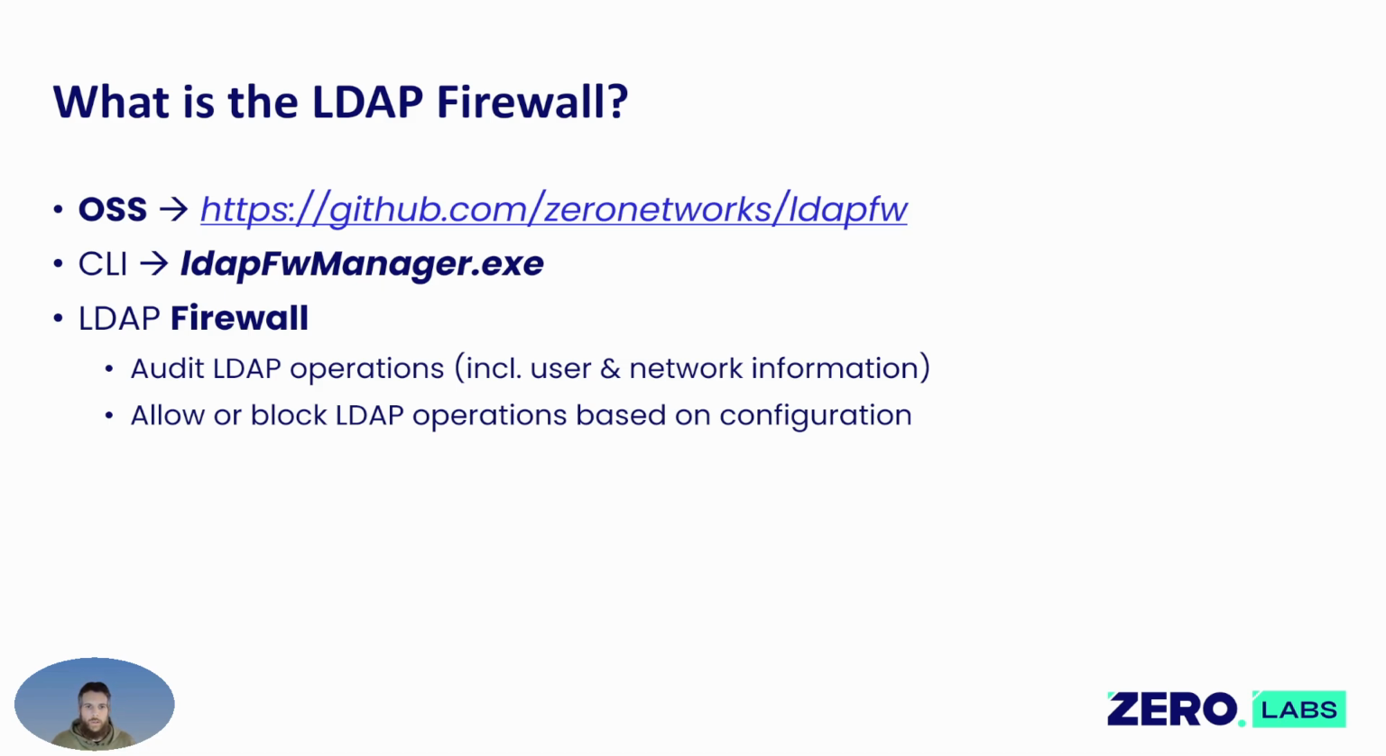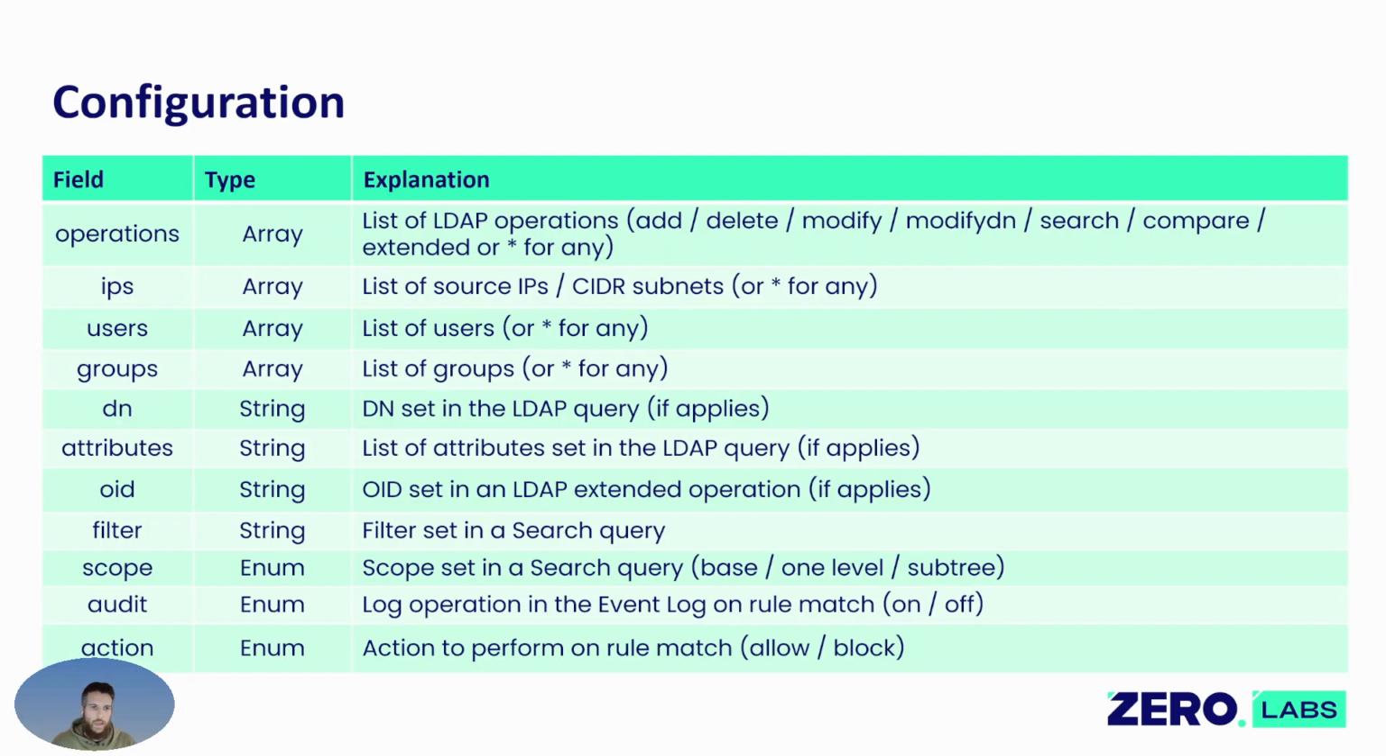So if we take a look at our configuration, basically, it's built like a classic firewall. We have rules, and rules go one by one until there's a match. So we have different things like the operations field, which specifies that this rule applies to one or more operations. So, for example, I want to create a rule that only applies for modify operations. We have the IPs, which basically specify the source, users, which is self-explanatory, groups, DN, attributes, and things like that, which are more specific to LDAP.